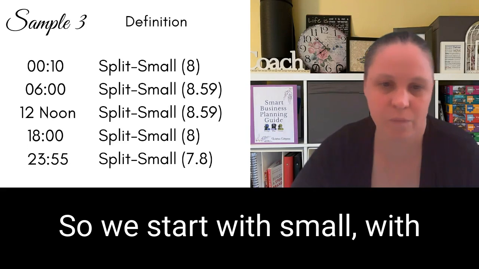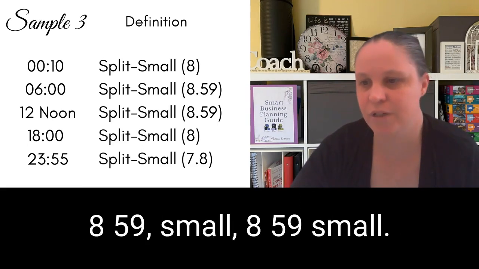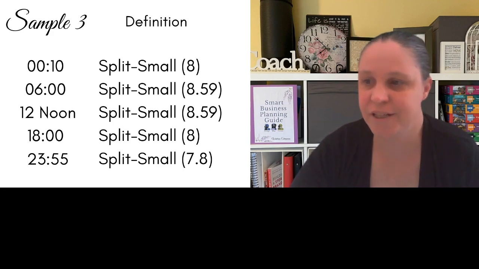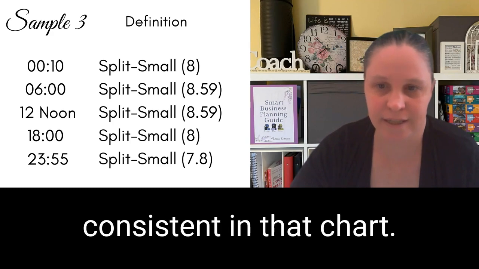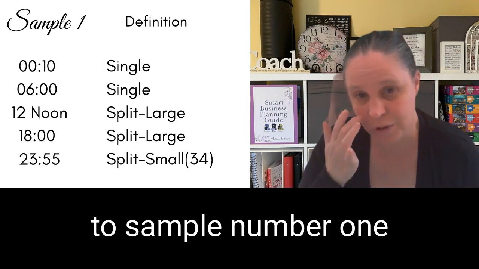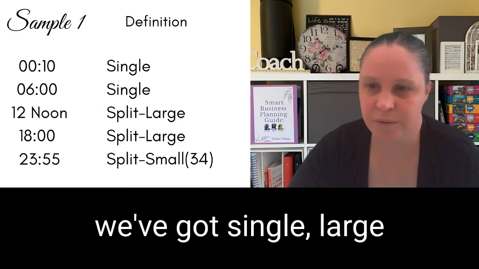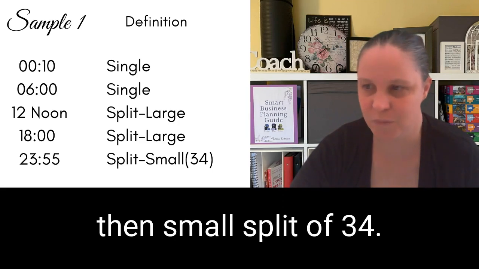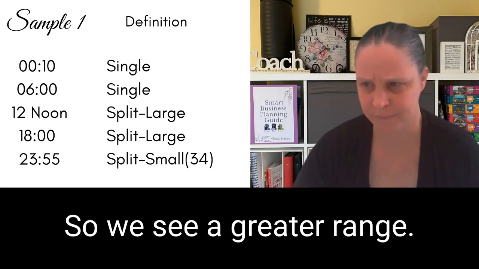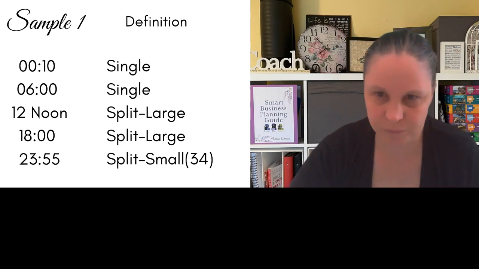So we start with small with a bridge of 8, small 8:59, small 8:59, small 8, and then small 7 and 8. So the split remains consistent in that chart. However, if we come back to sample number 1, we've got single, single, large split, and then small split of 34. So we see a greater range.